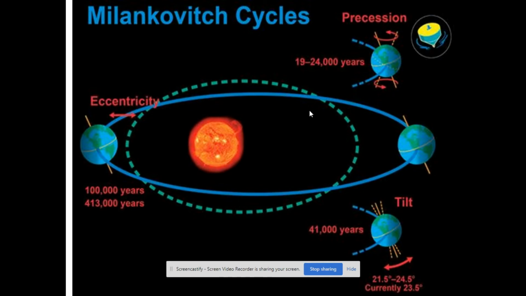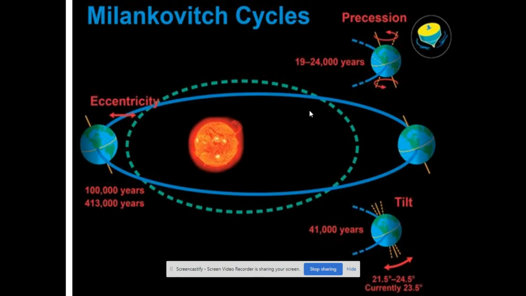So again, this is done for illustrative purposes here. The blue solid curve is most eccentric. The green dash is least eccentric. To see the eccentricity, that has a 100,000, 400,000 year cycle. The tilt is about 41,000 years back and forth. It goes from here to, say, 21.5. It's more like 22.1 to 24.5. It's currently at 23.5, and it's going back and forth. We're moving towards the 22.